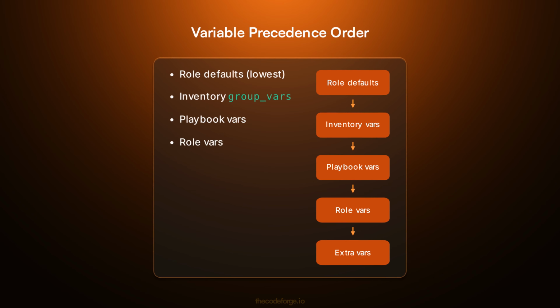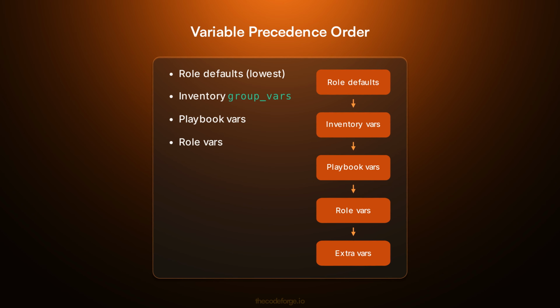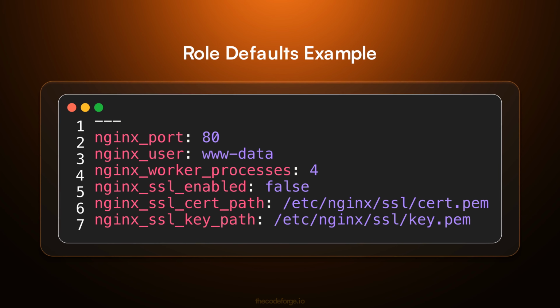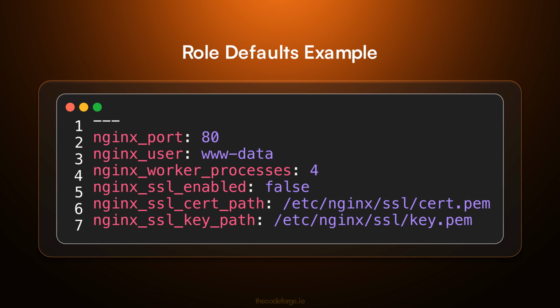Ansible has a variable precedence order. Role defaults have the lowest precedence, meant to be overridden. Never put environment-specific values in role vars, use group vars instead. These are role defaults that work for development. They are meant to be overridden in group vars for production. Never hardcode environment-specific values here.